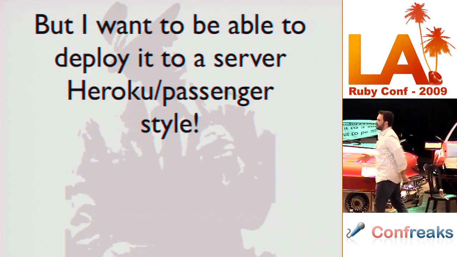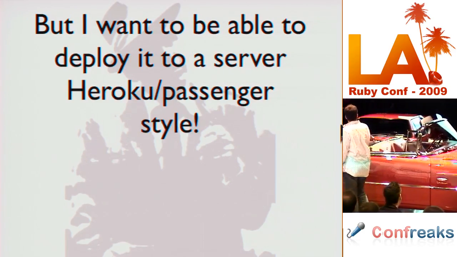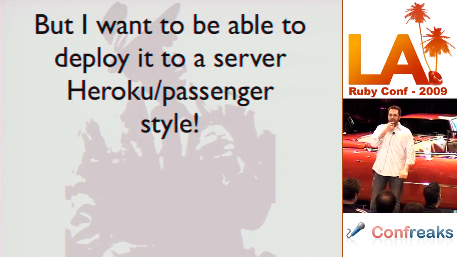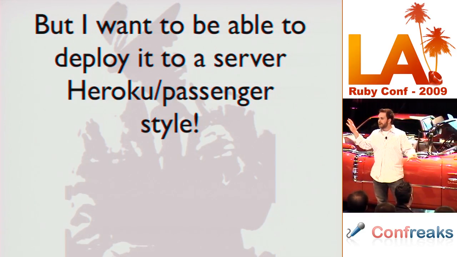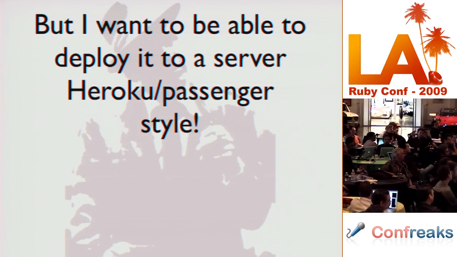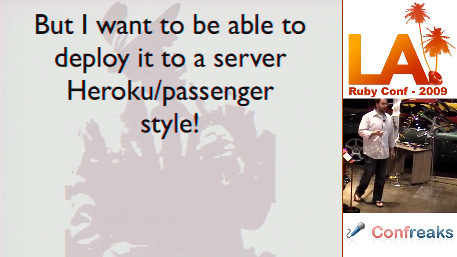The thing is, I want to be able to deploy this to Passenger, right? In order to do that, I need a config.ru. How many of you are familiar with config.ru and Passenger and all of that? Right? Okay, so that's Rack. That's bare Rack. But you need a config.ru if you want all those for Passenger.